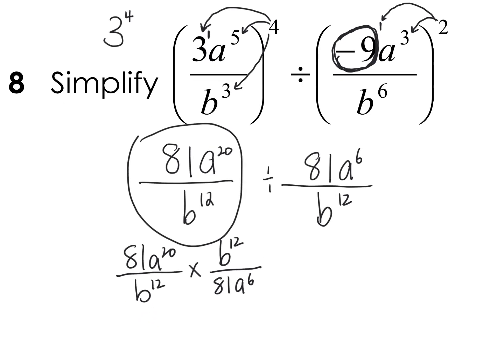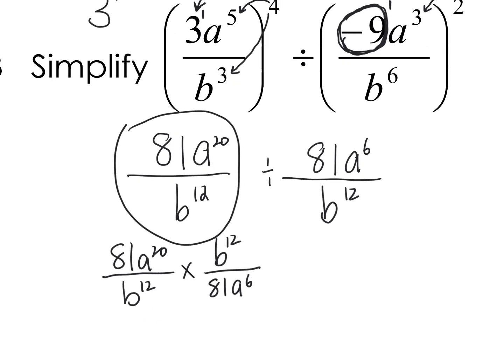Okay, so now the idea is this. All the numerator, you see them as 1 because it's multiply. All the denominator, you see them as 1. So you can do your cancellation now. 81 and 81 cancels out. B12 and B12 cancels out. I have 20 A's on top, 6A at the bottom. What am I left with? 14 on top, right? This is gone. So my final answer is just A14. That's it.